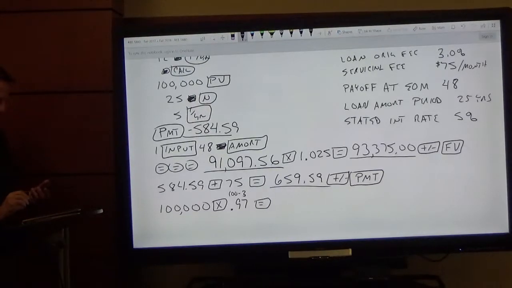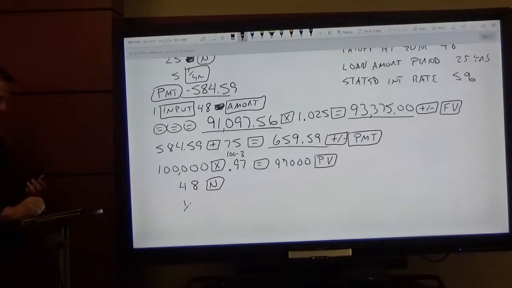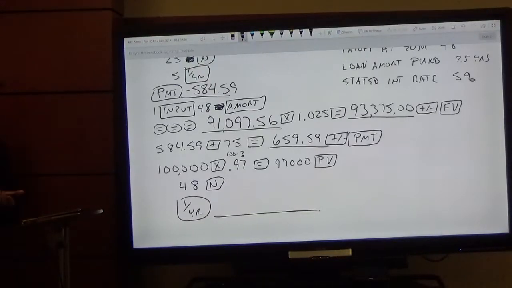What is this line again? This is for our loan origination fee. So we end up with 97,000 is what we're netting as our present value. $3,000 for the loan origination fee. Then the final piece, 48 months as our term. Then solve for the interest rate for the lender's yield.